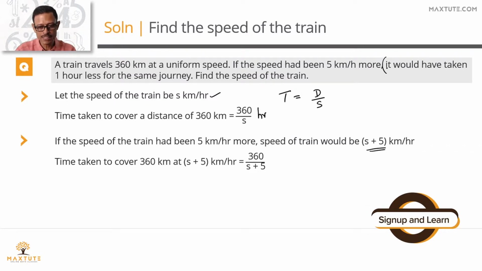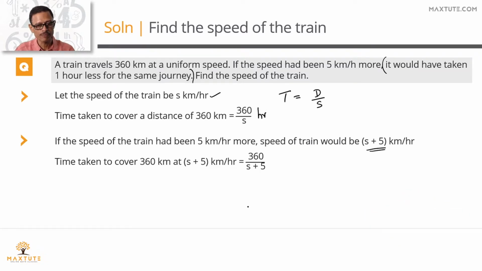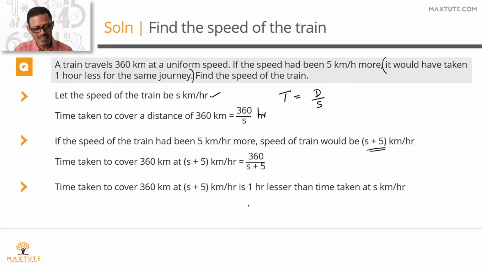Let's pick this bit of information and use that to frame the equation. It would have taken 1 hour less for the same journey at s plus 5 km per hour. How long does it take at s plus 5 km per hour? It's taking 360 divided by s plus 5 hours. 1 hour lesser than what? 1 hour lesser than the time it would have taken when it was traveling at s km per hour.